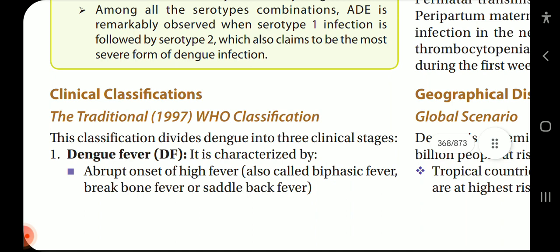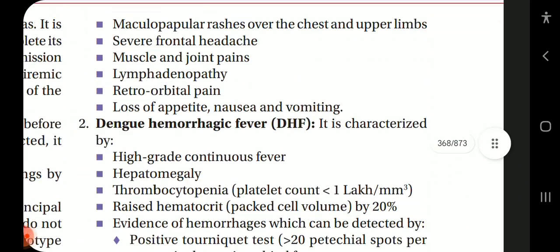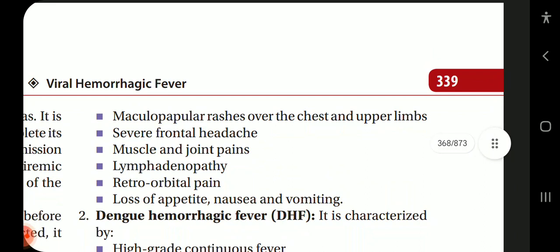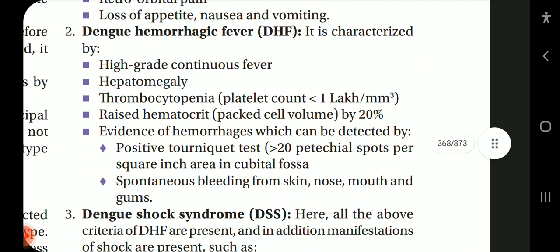Clinical classification. Traditional 1997 WHO classification. This classification divides dengue into three clinical stages. Dengue fever, DF. It is characterized by abrupt onset of high fever, also called biphasic fever, breakbone fever, or saddleback fever, maculopapular rashes over chest and upper limbs, severe frontal headache, muscle and joint pain, lymphadenopathy, retro-orbital pain, loss of appetite, nausea, and vomiting.